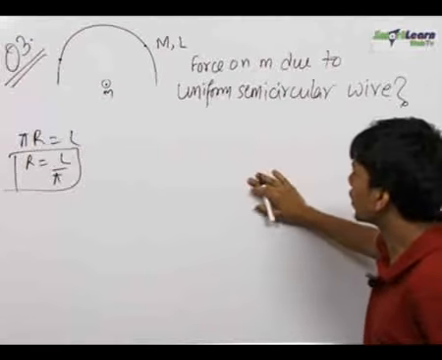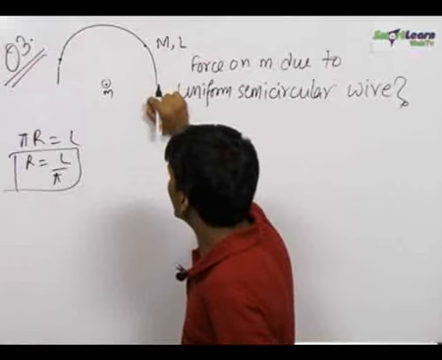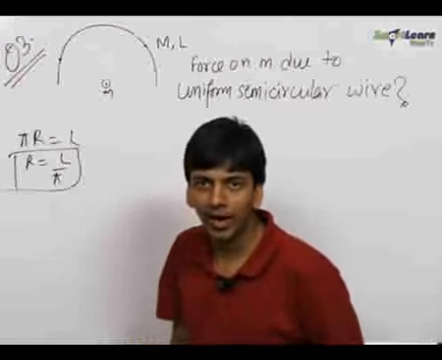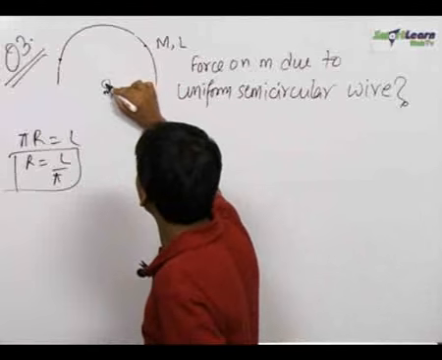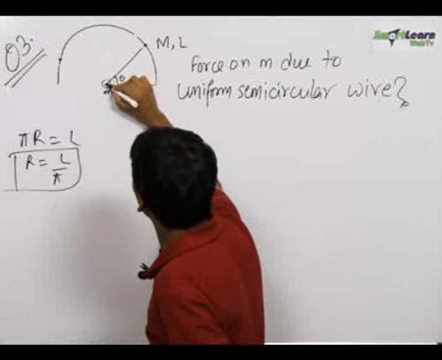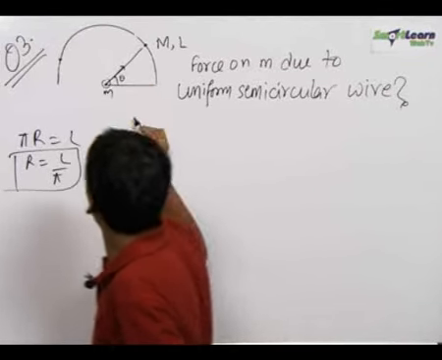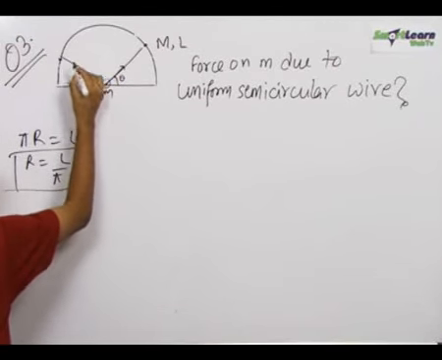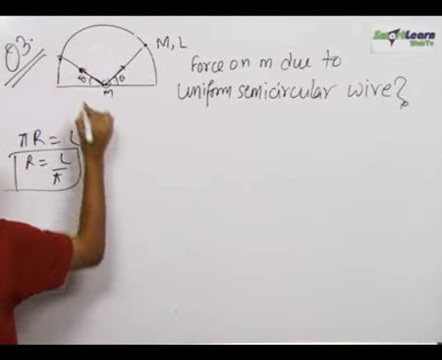Now we need to find out the force on m due to this uniform semicircular wire. So what we do is that we add up the forces acting on this small mass m due to each of the small elements of this semicircular wire, and then we add them vectorially. So now let us analyze one thing. At an angle theta, suppose there is an element. Due to this particle, a force acts on this small mass m in this direction. At an equal angle theta from here, there is another element which exerts a force on this small mass m in this direction.